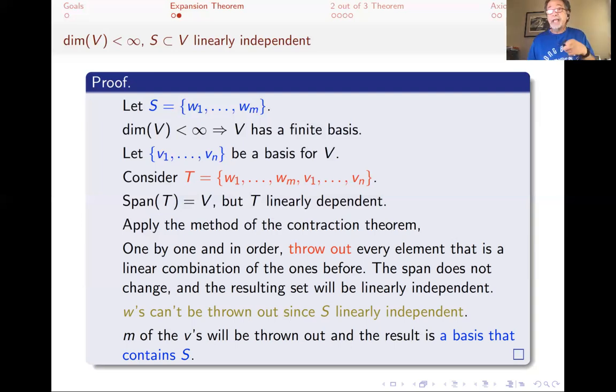The proof is helpful because the proof is also telling us a technique. You have a linearly independent set. How do you expand it to a basis? Well, find yourself some basis and then stick that at the end of your set, and then use the contraction theorem and throw away anything that's a linear combination of the ones before, and at the end you will have a basis.